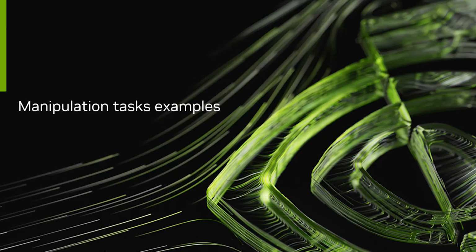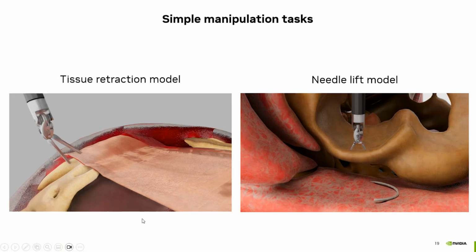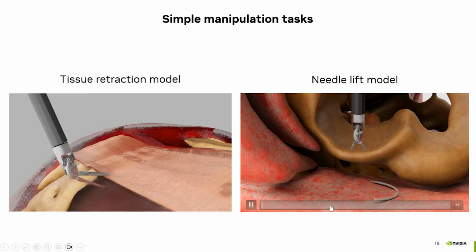Also, just to finalize and open the door to questions, I wanted to show you some of the manipulation tasks, some examples of the policies trained and how they perform on the different tasks. For instance, for the tissue retraction model, here is the trained model lifting the tissue. This is not teleoperation. This is the actual model doing the task. You can also see the needle lift.